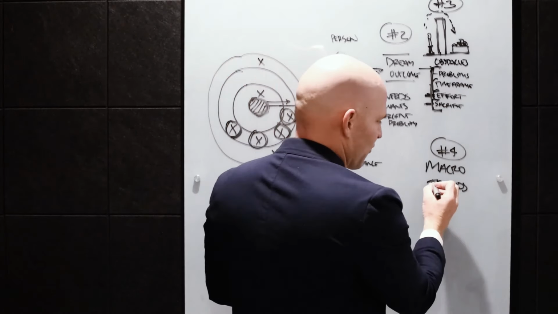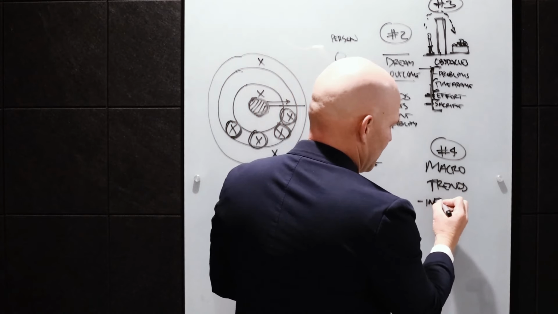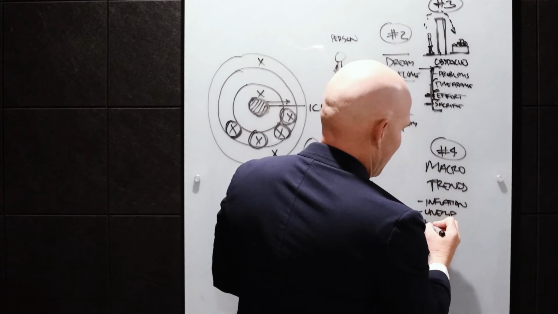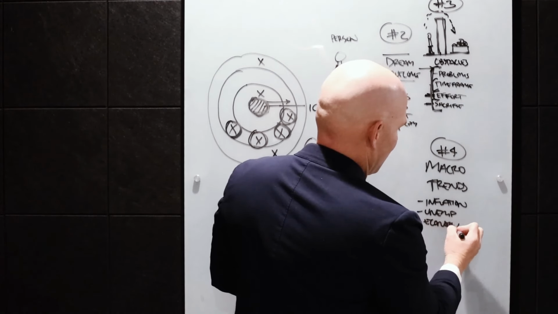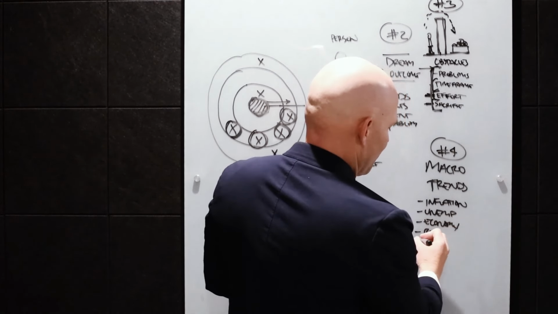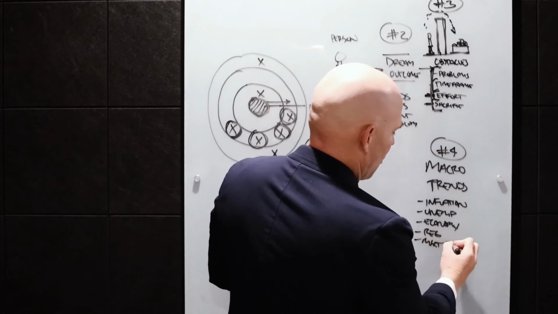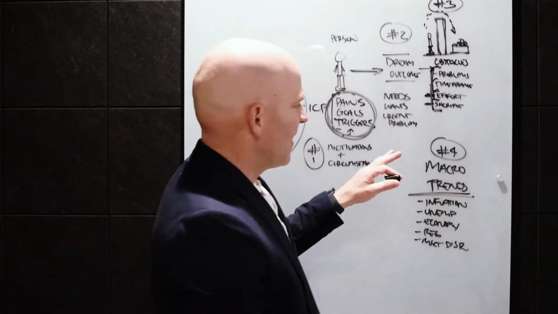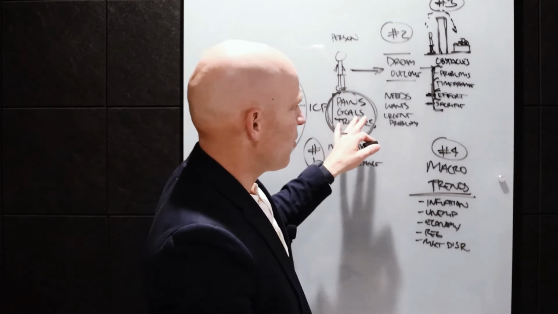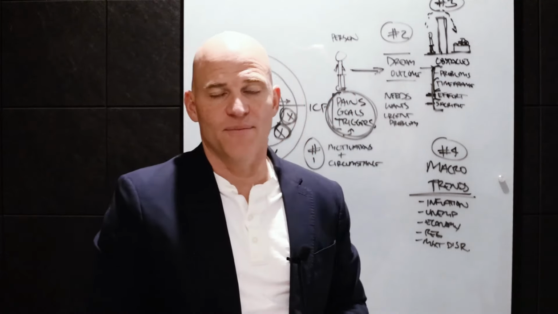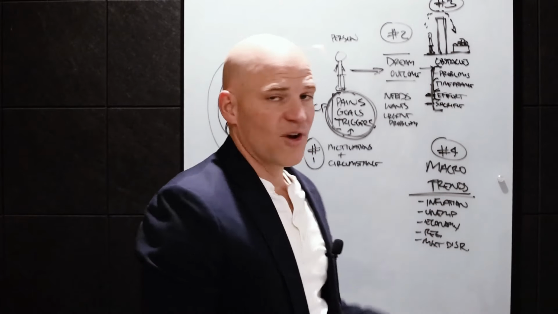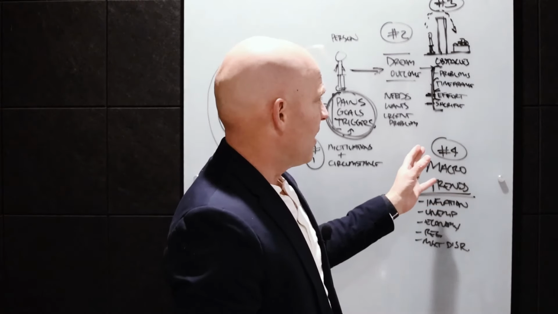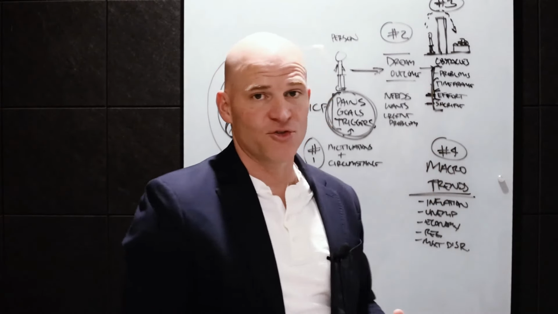However, these macro trends, you have like inflation, you have unemployment, you have the economy, you may have other regulation, you may have market disruption. All these items are occurring on a macro level that are gonna impede this ideal customer profile from achieving the result. So you have to understand what these trends are. What are the big things that are getting in the way of the customer above and beyond the obstacles of getting to their dream outcome?